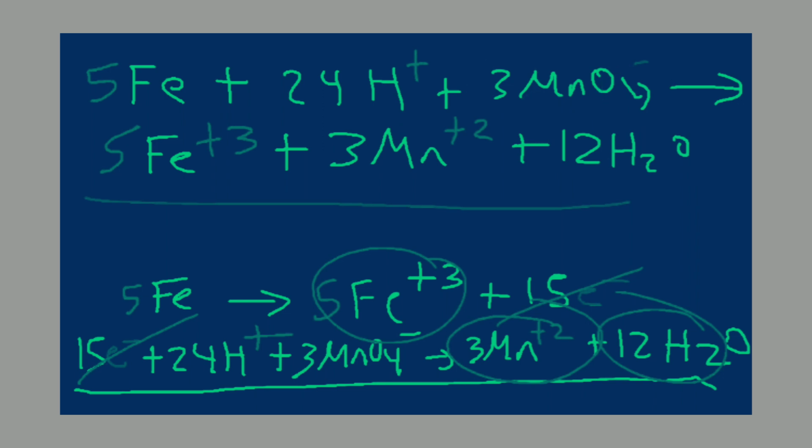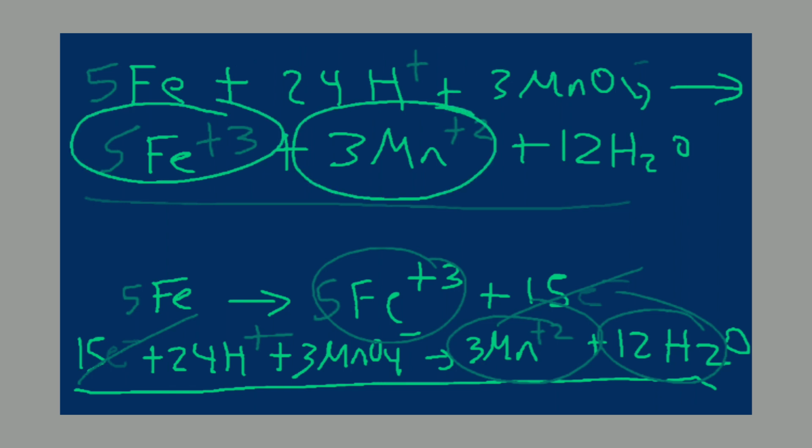So now the last thing that we need to check is the total charge. We need to make sure it's the same on both sides. So on the left side, we have a charge of 24 and -3, which adds to 21. 5 times 3 is 15. 3 times 2 is 6. 15 plus 6 is 21. The total charge is 21 on both sides. So the reaction is balanced.